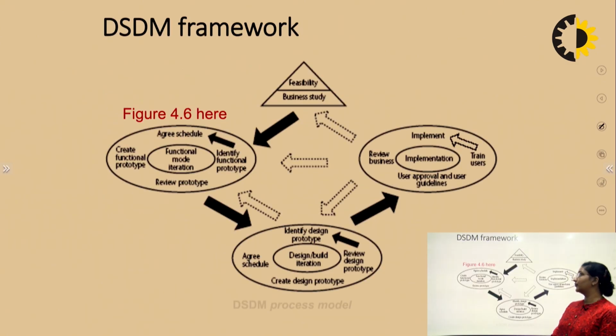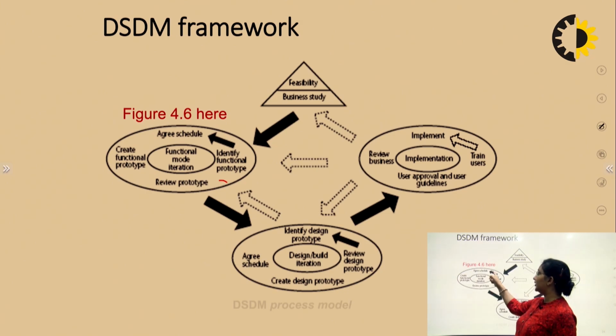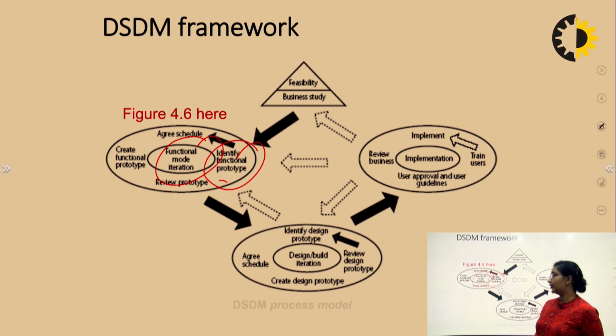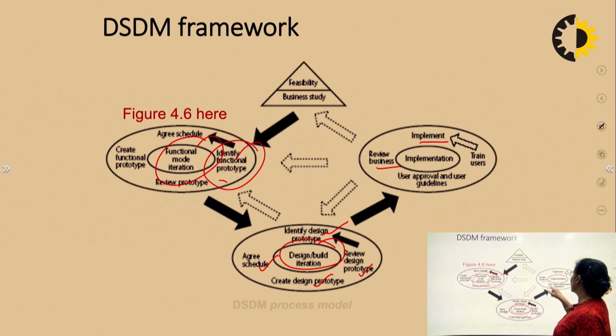So, this is a particular figure: feasibility study. Review the prototype, agree the schedule, create the functional prototype, identify the functional prototype. This is the functional model iteration. Next, if we are designing or building the iteration, then design the prototype, schedule the prototype, then review the design prototype. If we are implementing, we need the implementation part: review the business, train the users, user approval and the user guidelines.